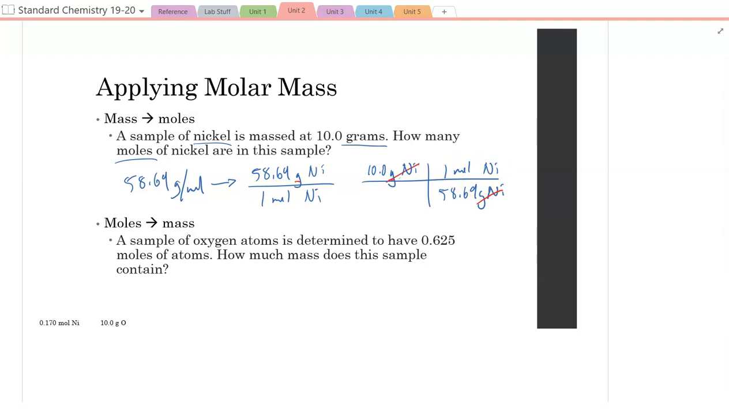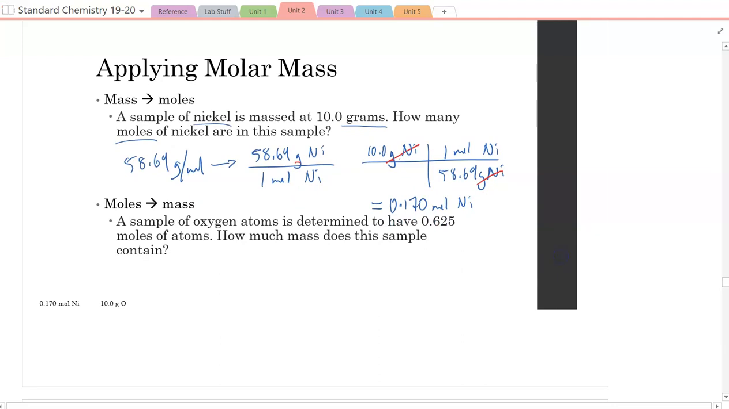So at this point, I'm going to do a little bit of math. My final answer for this one is going to be 0.170 moles of nickel. So 10 grams of nickel represents 0.170 moles of nickel. Remember, 1 mole is 6.022 times 10 to the 23rd, so 0.17 of those moles is how many particles of nickel there are in that 10 gram sample.